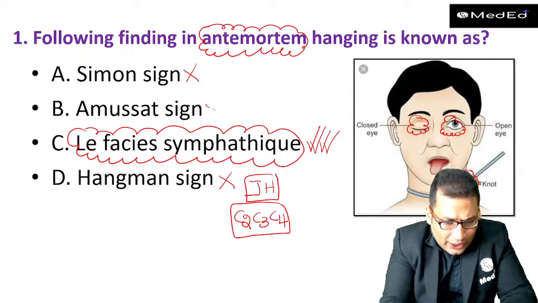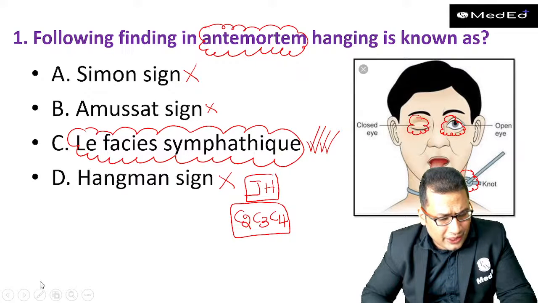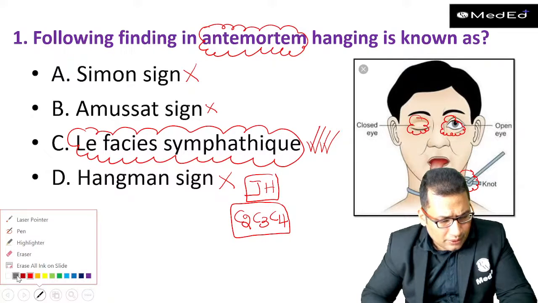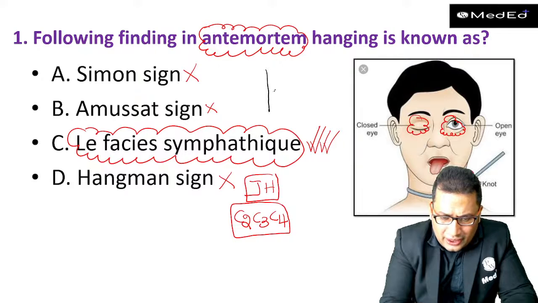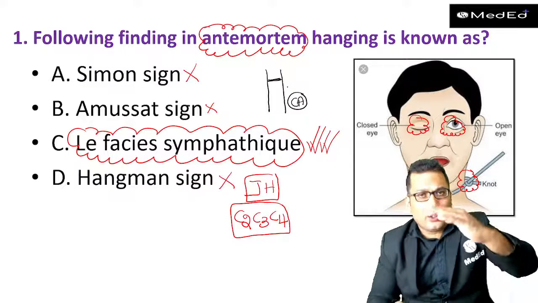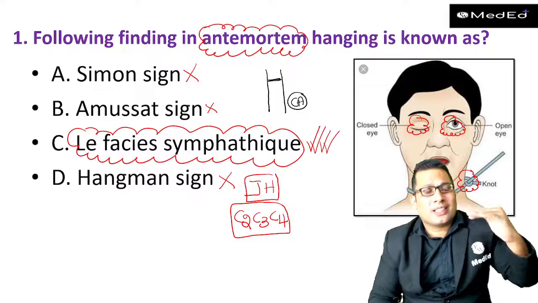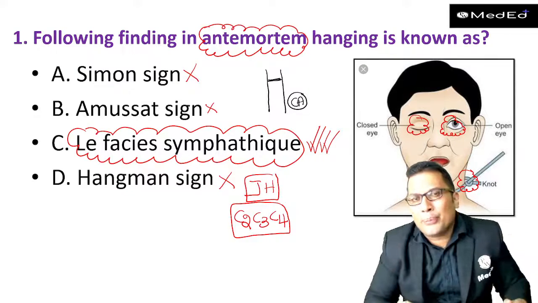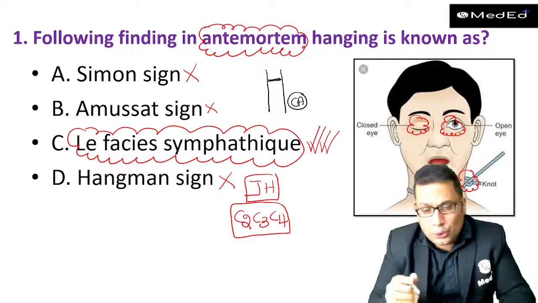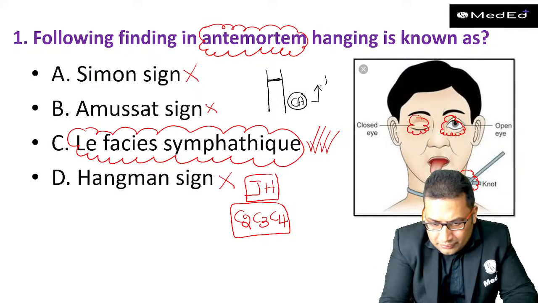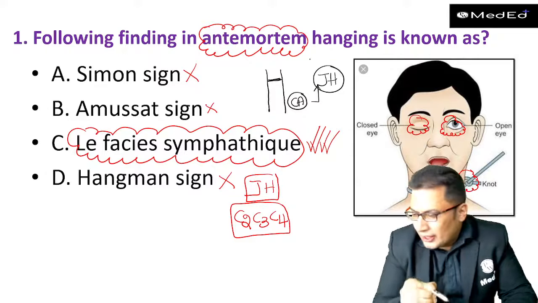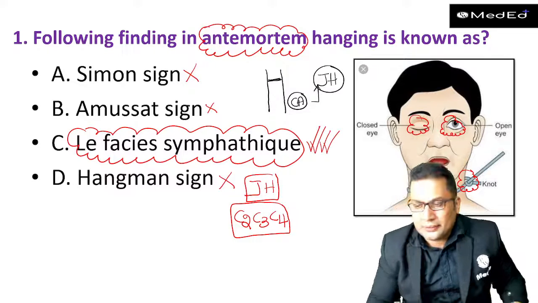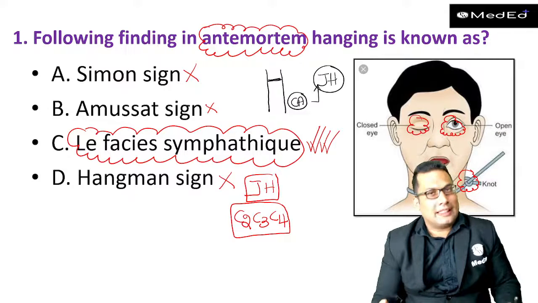What is Amsus sign? Amsus sign is a transverse tear in the carotid artery. For example, this is the carotid artery. In the carotid artery, you will see a transverse tear. That finding in case of hanging is known as Amsus sign. That is seen in judicial hanging. So this can be asked in your exam.